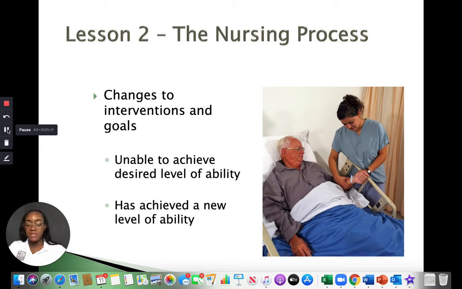Changes to interventions and goals. Changes may be needed to the patient care plan based on the patient's needs. Nursing interventions and goals may be changed because the patient is unable to achieve the desired level of ability or because the patient has achieved a new level of ability. For example, for the goal of having no episodes of urinary incontinence for 3 hours, the patient is not able to do 10 sets of pelvic muscle exercises 3 times a day. As a result, the nursing intervention changes to the patient doing 5 sets of pelvic muscle exercises 3 times a day.